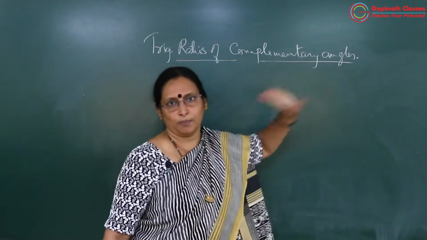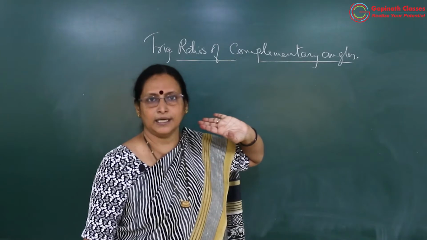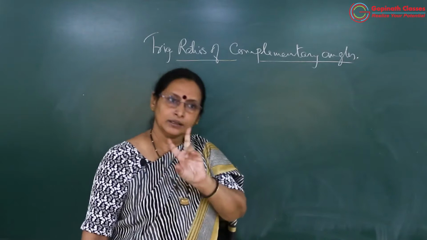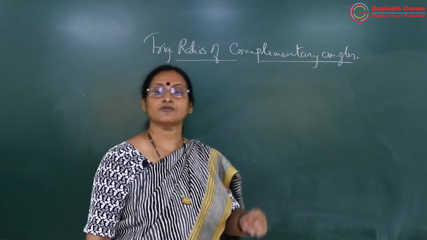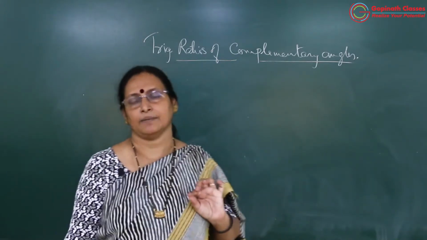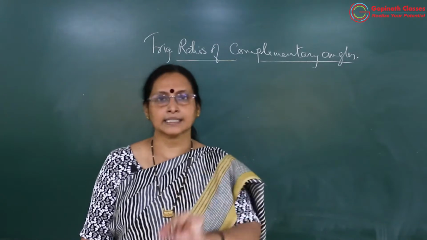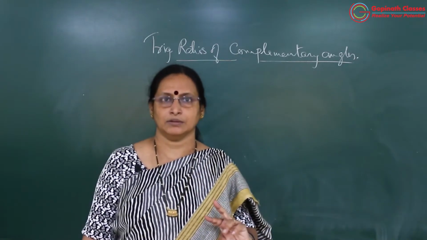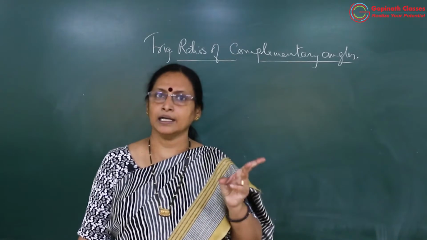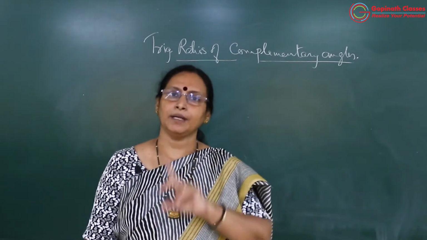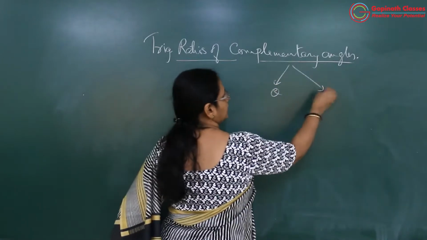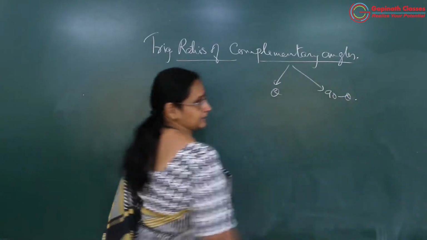You already know what complementary angles are. In small class, you had studied two angles whose sum is 90 degrees are known as complementary angles. For example, 10 and 80 degrees, 30 degrees and 60 degrees, 45 and 45, they are in complementary relation. If one angle is theta, then the other angle will be 90 minus theta. That is the complementary angle.